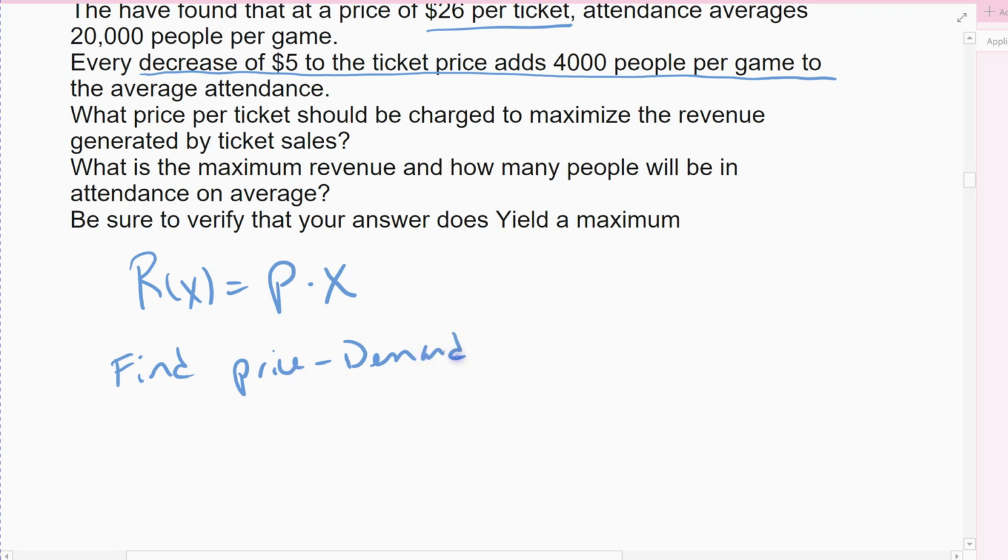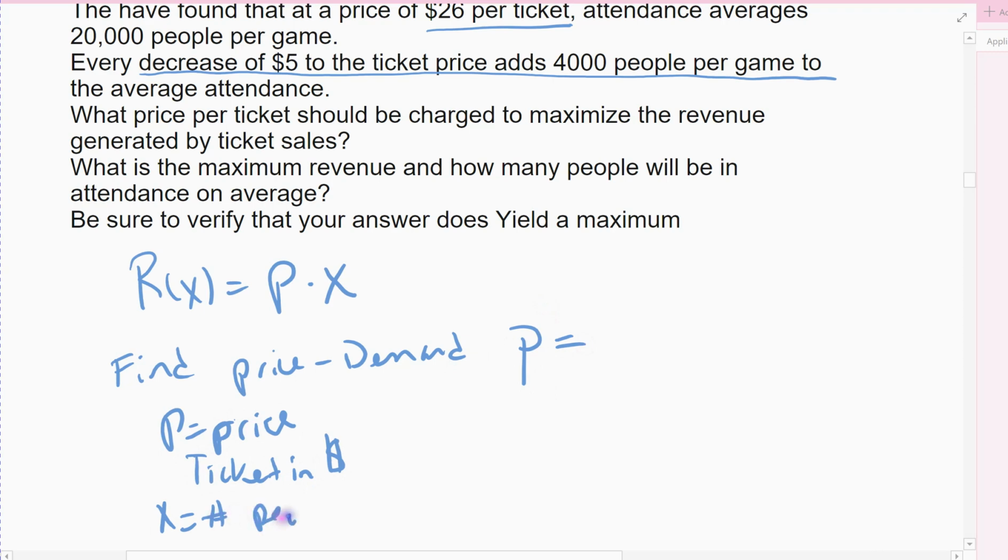And the book does this in a slightly different way. A lot of times I will do it differently than the book, so you have two ways to set something up. I'm going to do mine slightly different than what the book does. Find the price demand. Well, the price demand is the linear price demand. P is going to be my price for the ticket in dollars. X is going to be the number of people in attendance. So price is slope times X plus B.